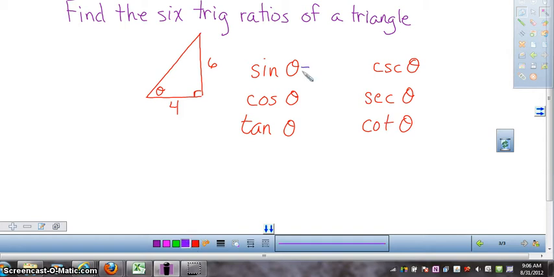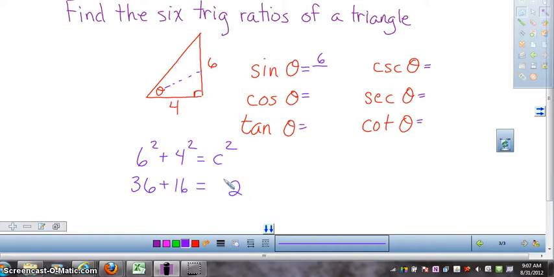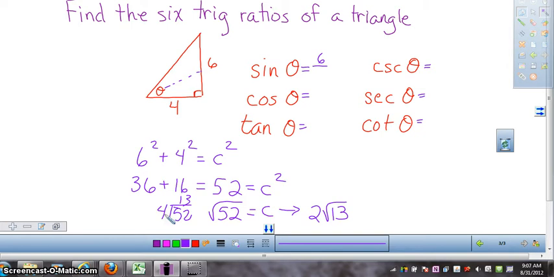So now we're going to use our triangle to find these values. And you need to know the ratios. Well, sine is opposite over the hypotenuse. So it's 6 over, well, we don't have the hypotenuse. So we need to use the Pythagorean theorem. 6 squared plus 4 squared equals c squared. 36 plus 16 equals 52. And then that would be c squared. So c is the square root of 52, which we probably better write as 2 square root 13. Right? Because 4 goes into 52 13 times. So I'm just simplifying the radical.